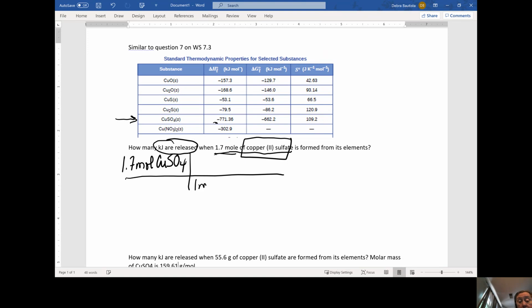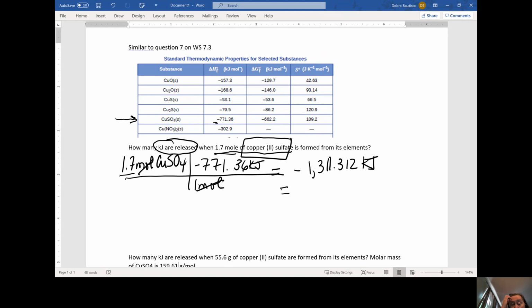For 1 mole, I would release negative 771.36 kilojoules. Moles will cancel. To do this in my calculator, I would take the 1.7 times this number. I've already done this. I have to use my calculator on my phone because I didn't think ahead to bring it home. And I got negative 1,311.312 kilojoules. Negative is saying released, and I would accept either the positive or the negative.